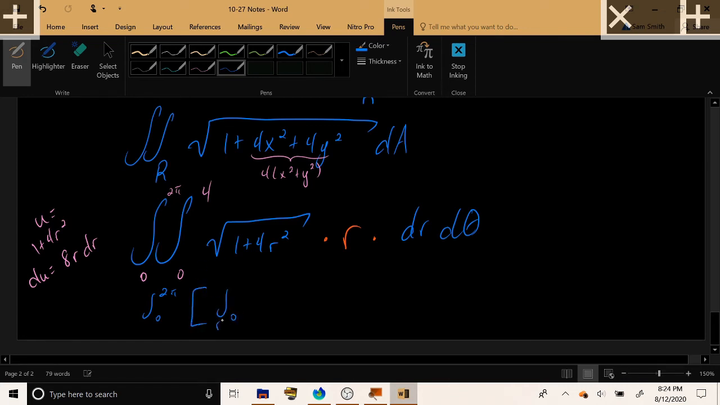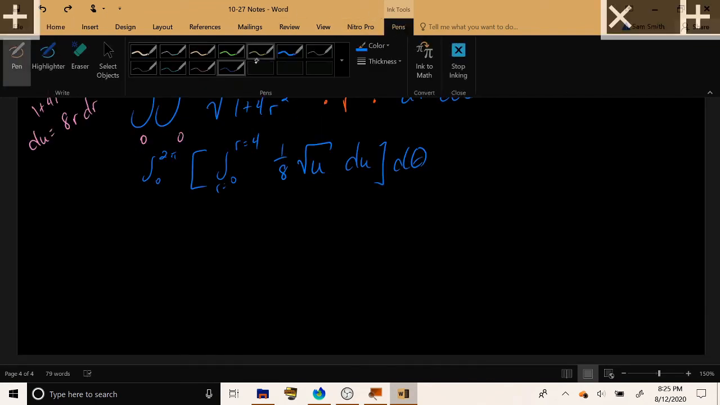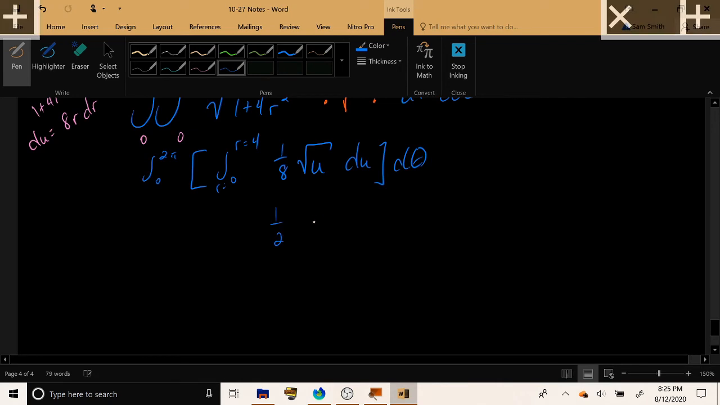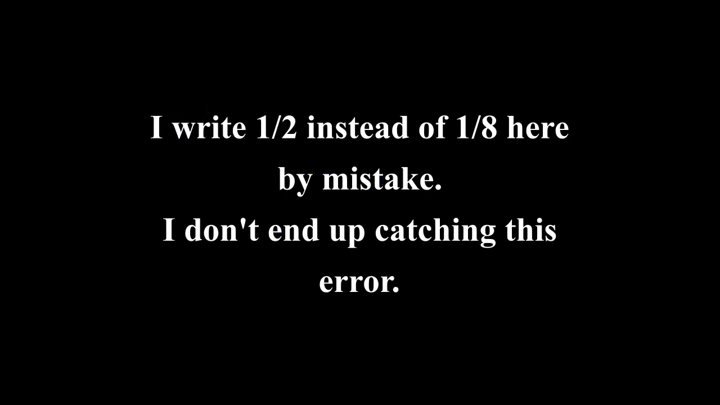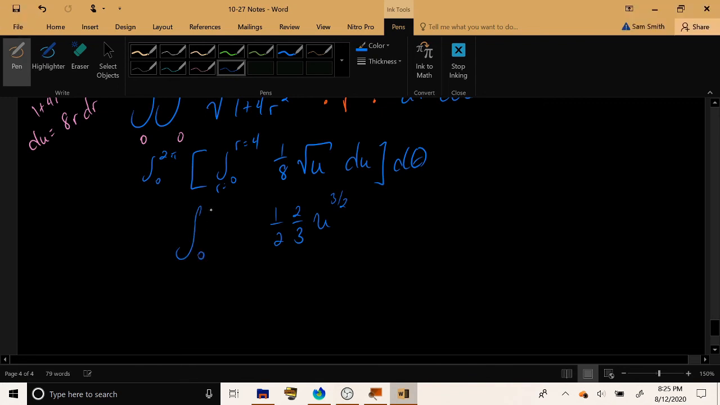The integral, r goes from 0 to 4, of the square root of u, and then 8r dr, so we'll have 1/8 du. Alright, so now we get to integrate u, which has a power of 1/2. So by the power rule, this can be thought of as u to the power 3/2, then 2/3 comes outside. And this is being evaluated as r goes from 0 to 4.